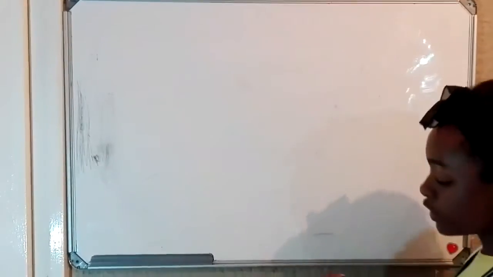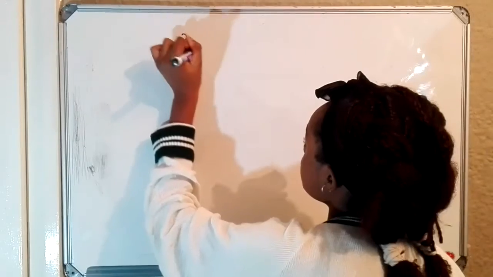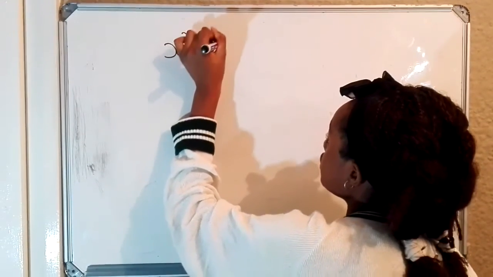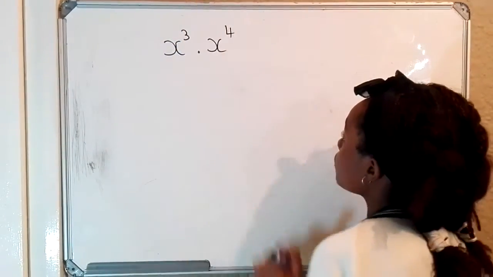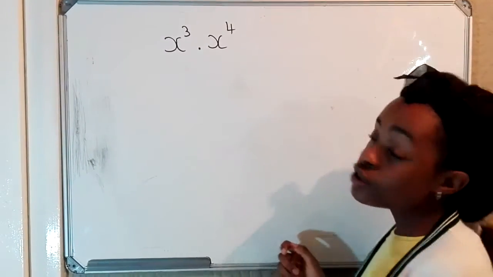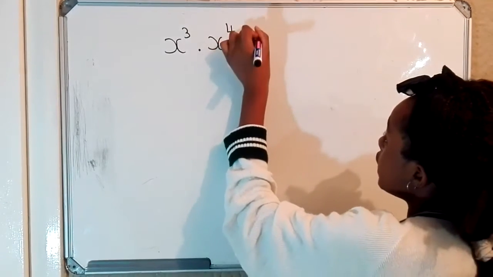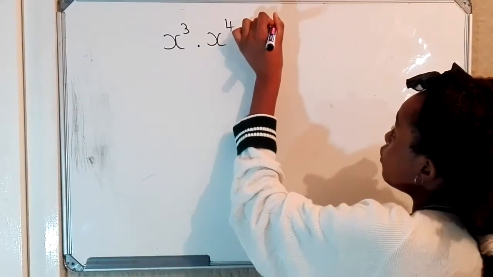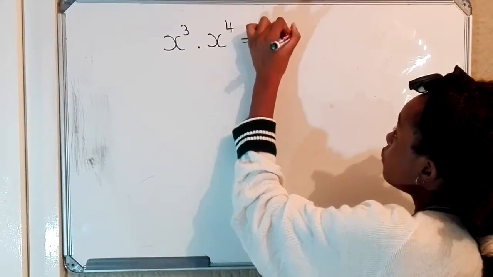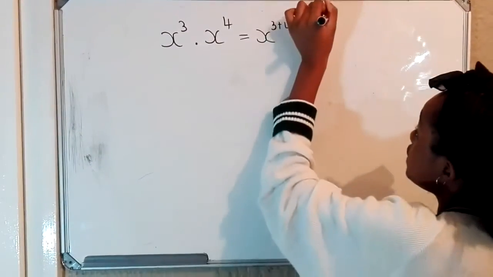Okay, so let's look at some properties of exponents. Let's say we're multiplying these variables, x cubed times x to the power of 4, right? So when you're multiplying variables, you add the exponents. So it's basically saying x, and we add the exponents, so we add 3 plus 4. We're left with x, and 3 plus 4 gives you an answer of 7.